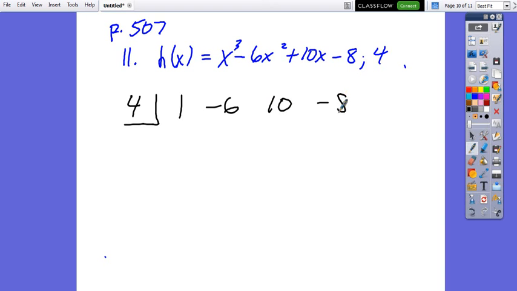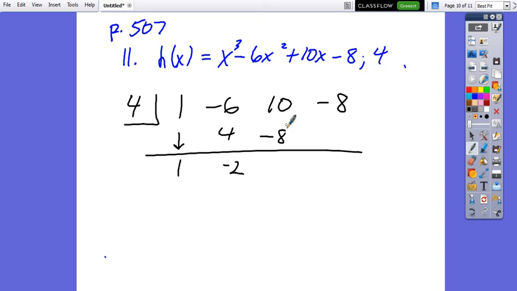Okay, so then we go through the whole process of synthetic division, which is super easy. Bring down your 1. 4 times 1 is 4. -6 plus 4 is -2. -2 times 4 is -8. 10 minus 8 is 2. 2 times 4 is 8. -8 plus 8 is 0. We should get 0 because we know that 4 is a root. We knew we were going to get 0.